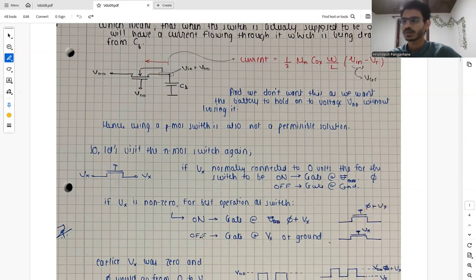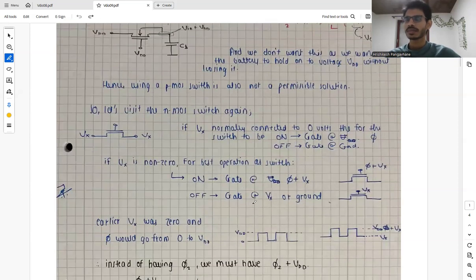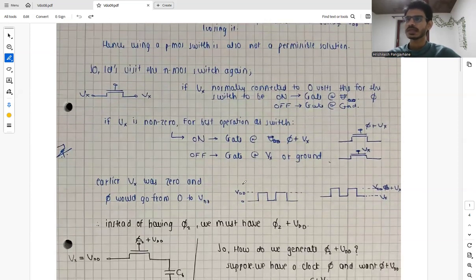And for this switch to behave as off, the gate should be at Vx, or we can also connect it to ground. We can again get similar behavior, but ideally, for it to work as a perfect switch, we want our gate to be at Vx. So now we can implement this concept of Vx.